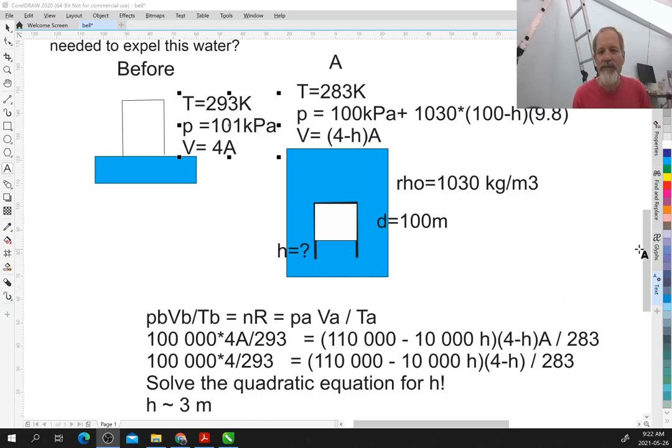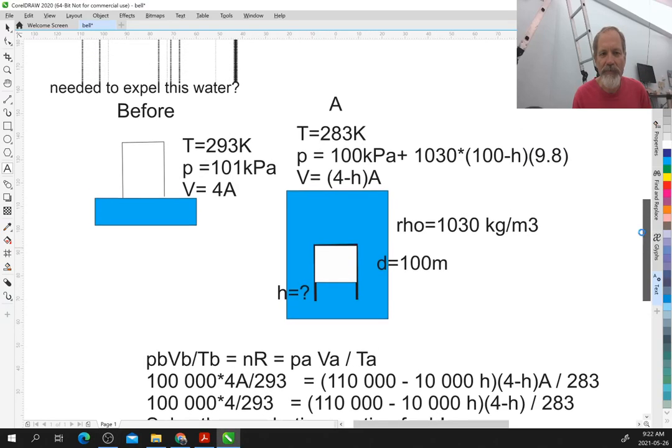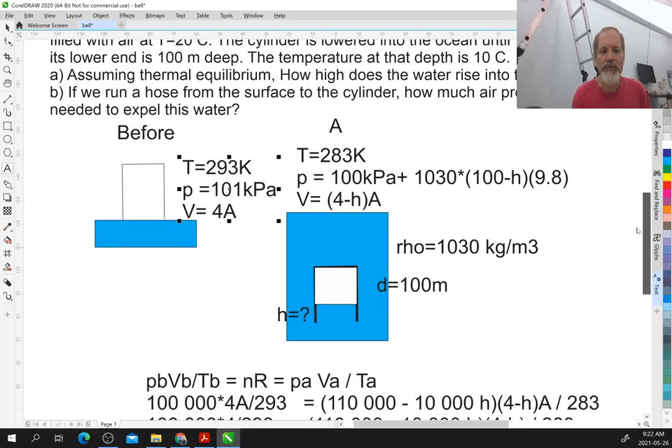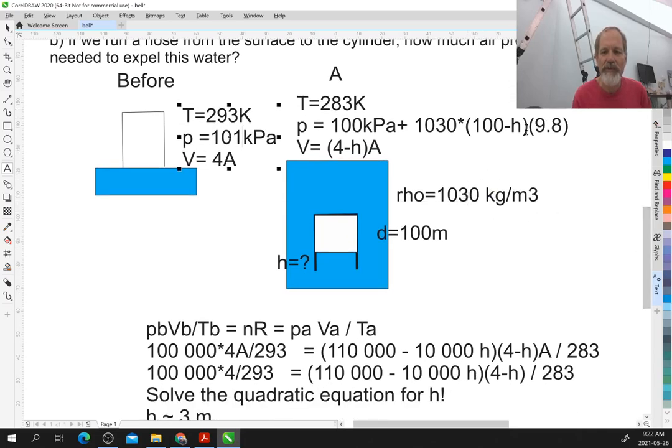Now, the second question we're asked is, how much air pressure is needed to expel this water? That's just going to be this pressure again, right? We're just going to have to displace all the water, so we need to have the same amount of pressure at this point as water pushing up.